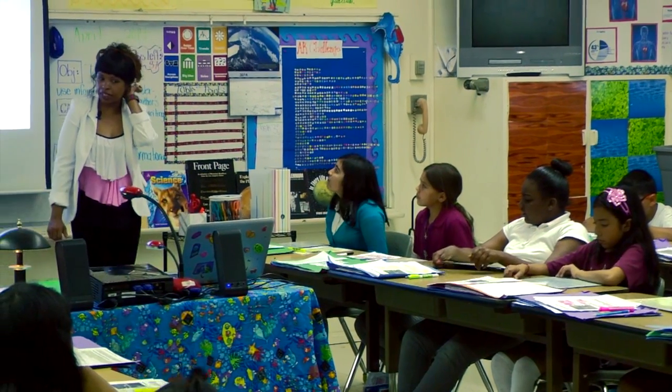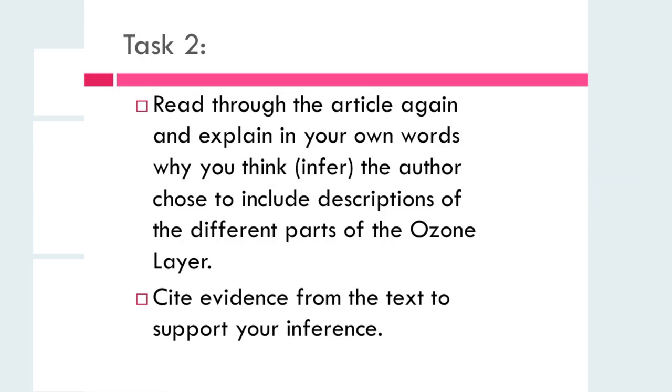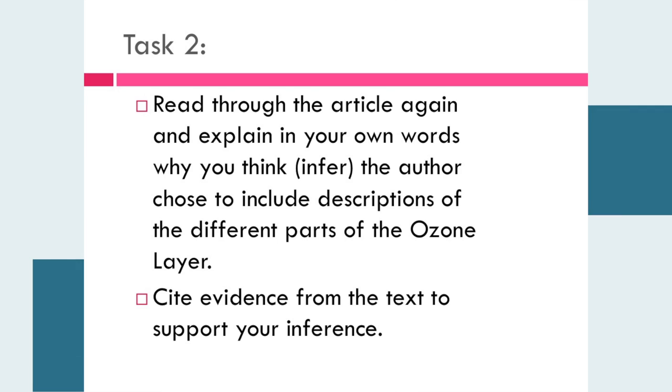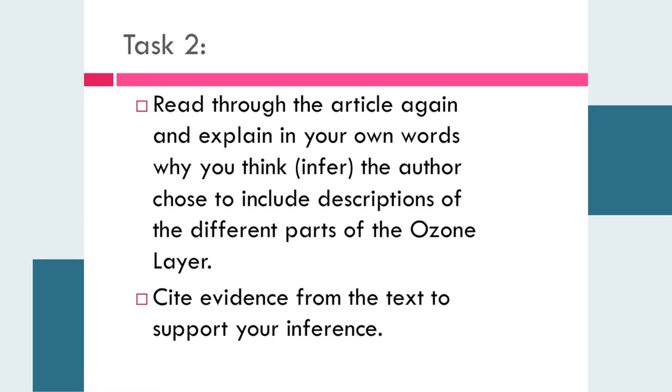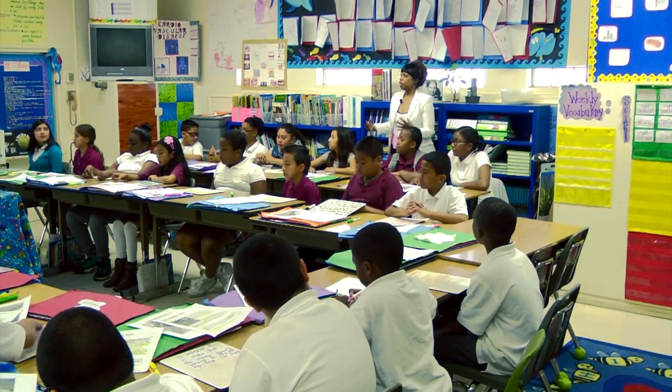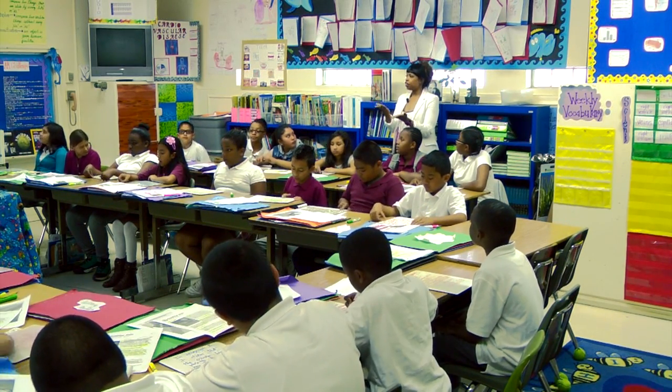Let's go ahead and read the first bullet. Read through the article again and explain in your own words why you think the order the author chose to include descriptions of the different parts of the ozone layer. Cite evidence from the text to support your inference. Remember, as we infer, these are your own words. You're looking for the underlying meaning.